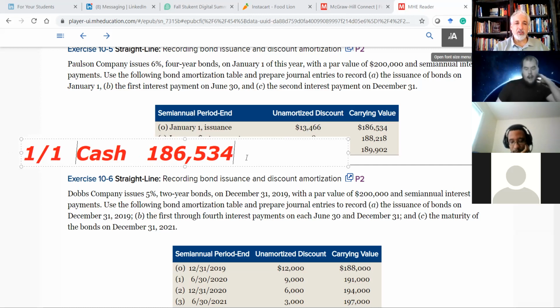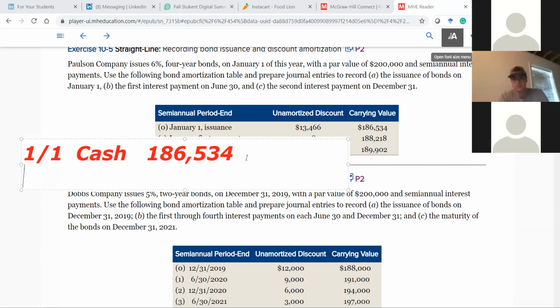How much is the bond payable? Grace, give me a shot. What is the actual amount of the bond payable that's due here? Wouldn't it just be the 200,000? It sure would be just the 200,000. Perfect answer. Thank you.